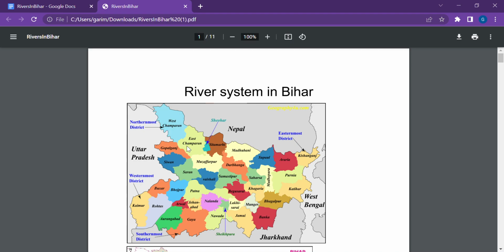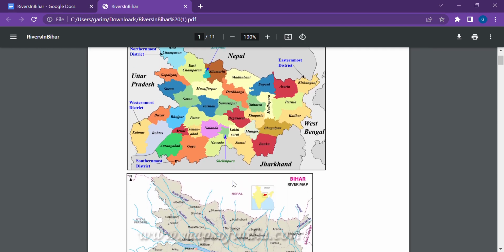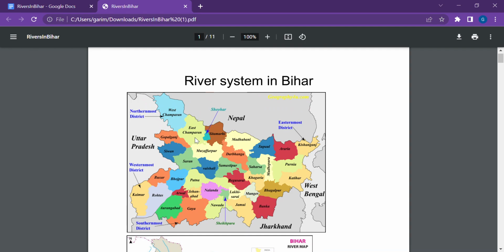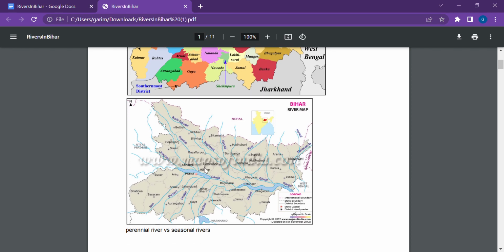So we are going to study the river system in Bihar. This is the political map of Bihar, and this is the physical map of Bihar, which shows different rivers in the northern side of Bihar and the southern side of Bihar. Now if we look closely, we can see that this is the river Ganga, which basically divides Bihar into two parts. This upper part is called northern Bihar and this is southern Bihar.